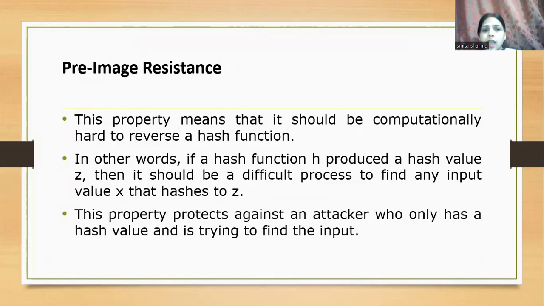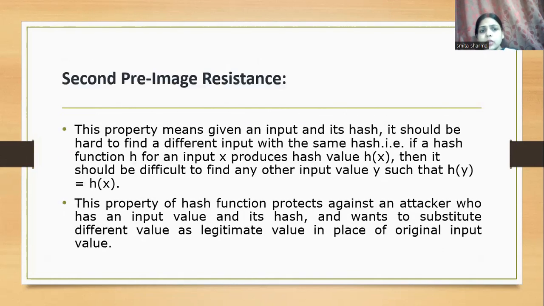The next one is pre-image resistance. This property means that it is computationally hard to reverse a hash function. If a hash function h produced a hash value z, then it should be very difficult to find any input value x that produces the hash value z. Basically, it protects us from an attacker who has only a hash value and is trying to find the input or the message.